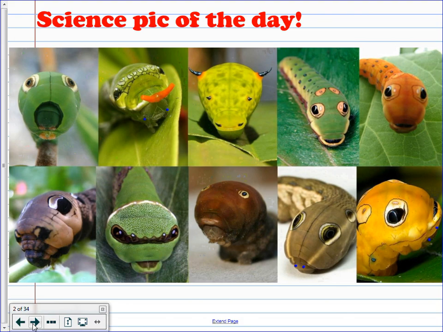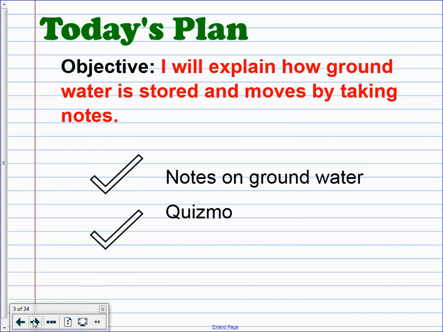Picture of the day is just some really cool caterpillars that look like snakes. My personal fave is this guy down here because he reminds me of a Ninja Turtle, and that's pretty awesome.